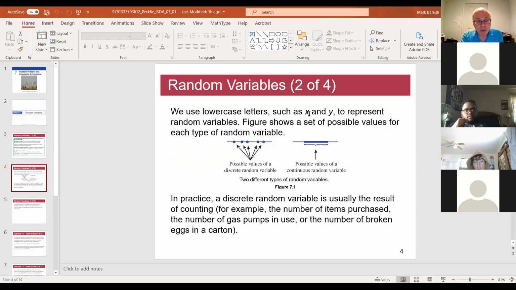Now in this book, they're going to use lowercase letters to represent random variables, instead of using uppercase letters.